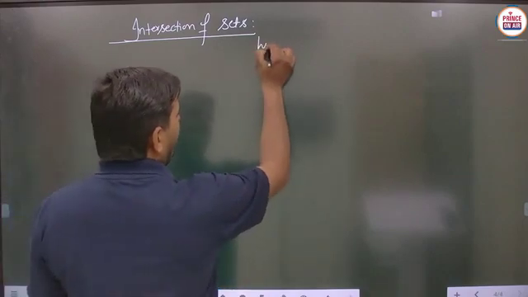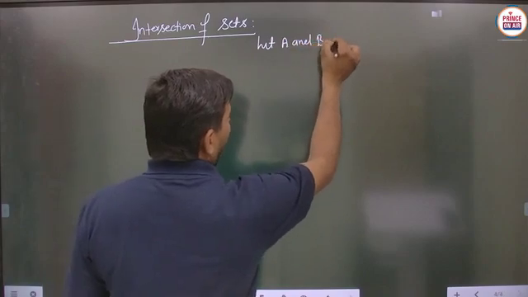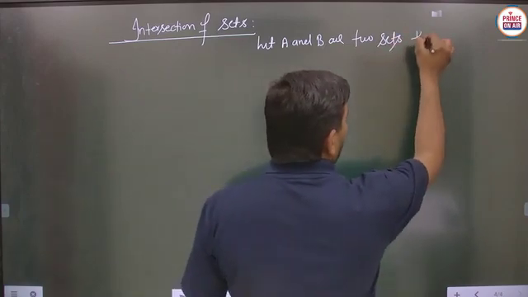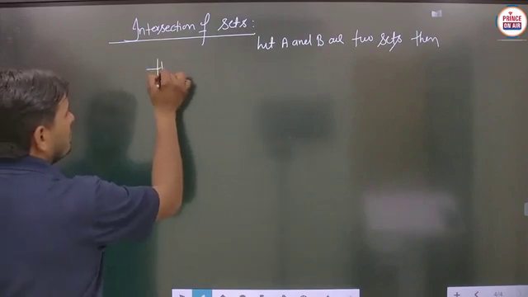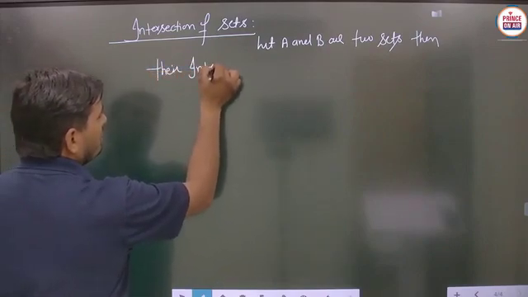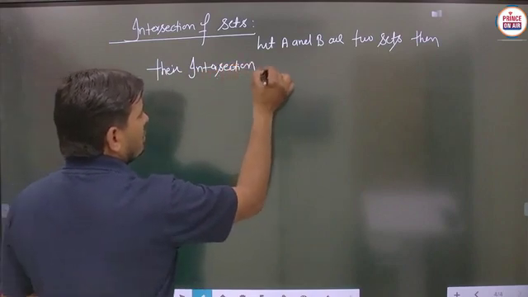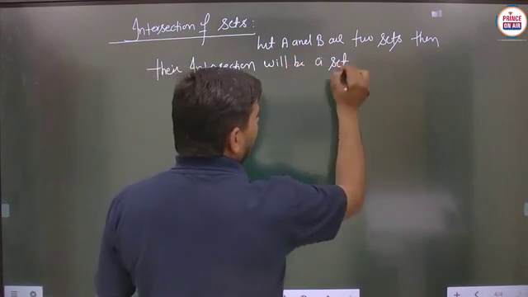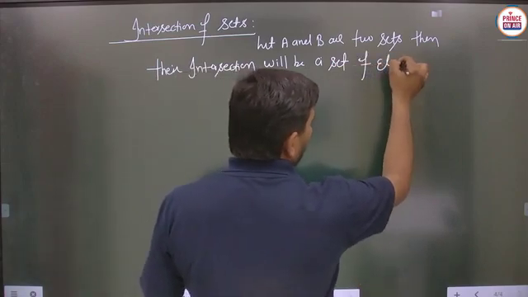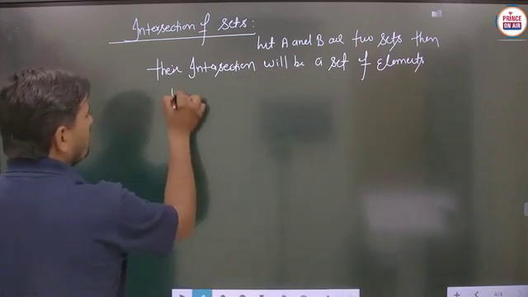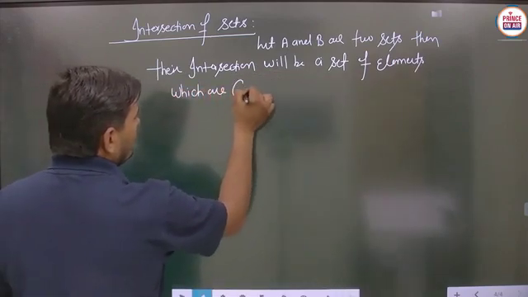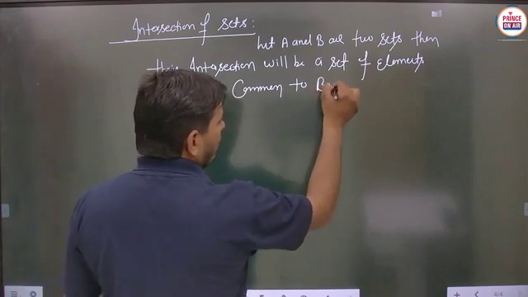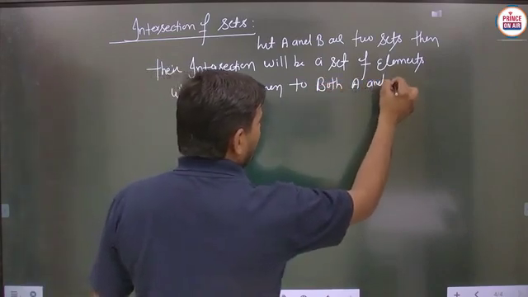So here, let A and B be two sets, then their intersection will be defined as a set of elements which are common to both set A and set B. Is it clear?